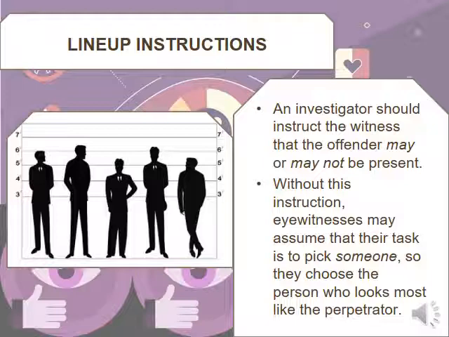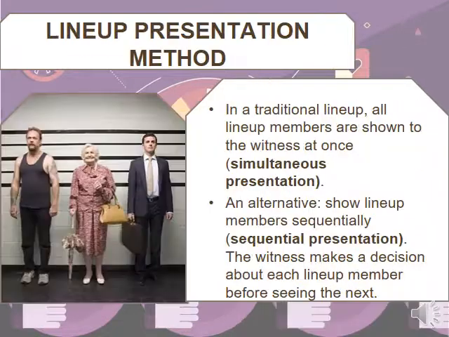In the lineup instructions, an investigator should instruct the witness that the offender may or may not be present. Without these instructions, witnesses may assume that their task is to pick someone, so they choose the person who looks most like the perpetrator. So that's one of the things you're always looking at within these lineup instructions: you're trying to be as clear as possible to make sure that that is not their job at this given point in time.